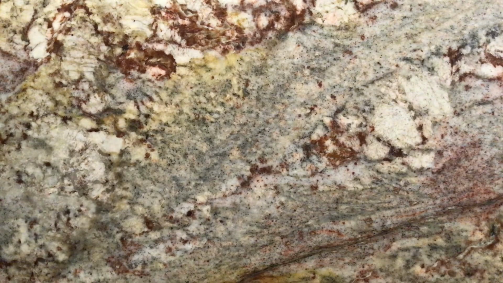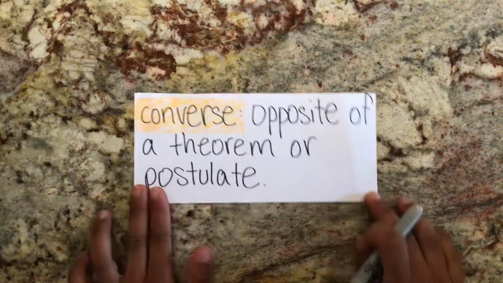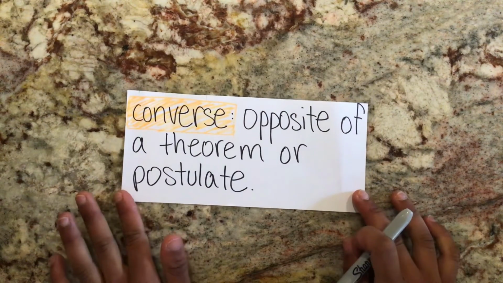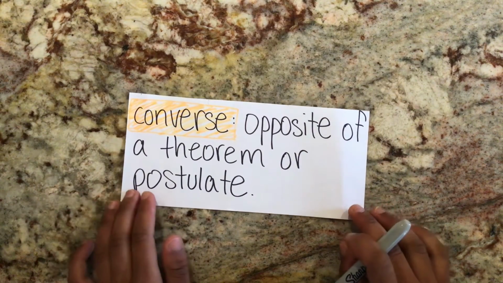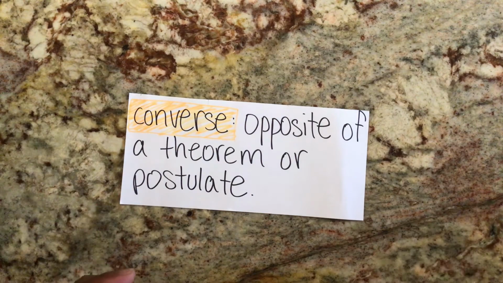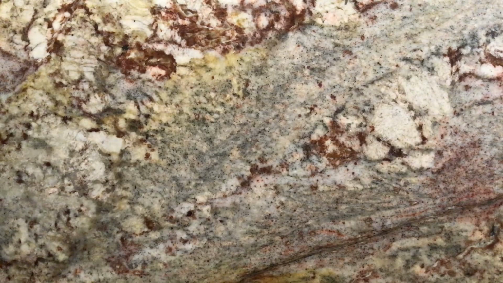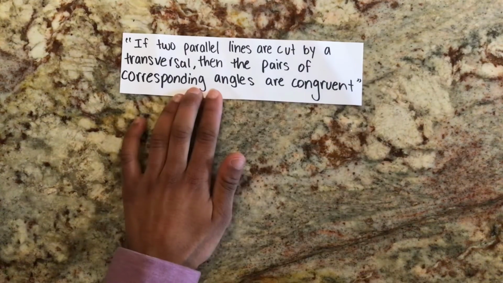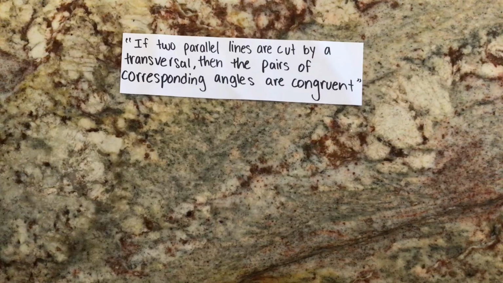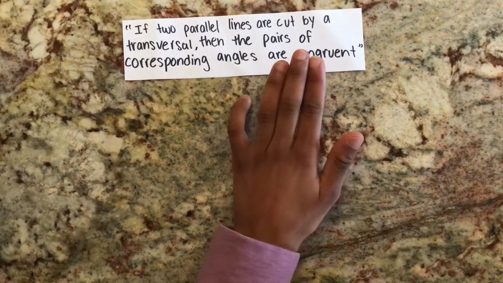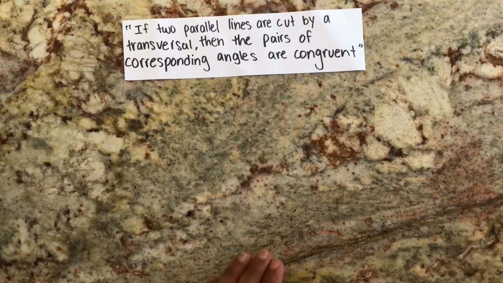Okay, let's move on. Now, we're going to go even further by explaining the converse of this theorem. In geometry, the converse is the opposite of what a specific theorem states. The corresponding angles theorem, and this is it here, that we discussed earlier in the video, states that if two parallel lines are cut by a transversal, then the pairs of corresponding angles are congruent. So the converse would be flipping the two subjects in the statement around.